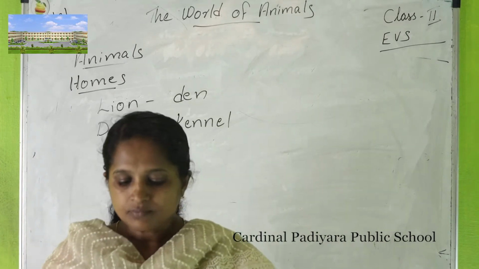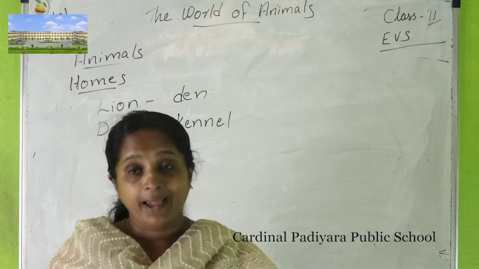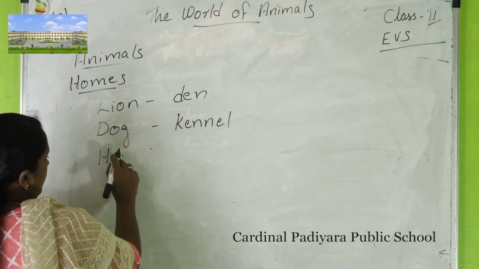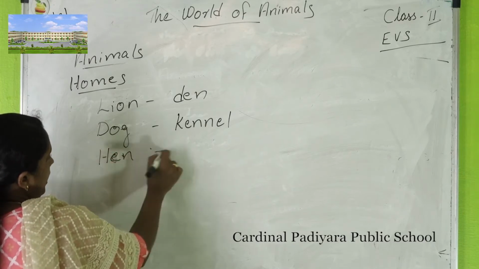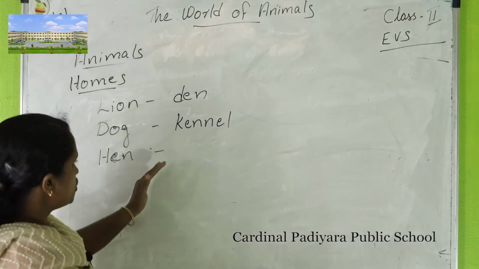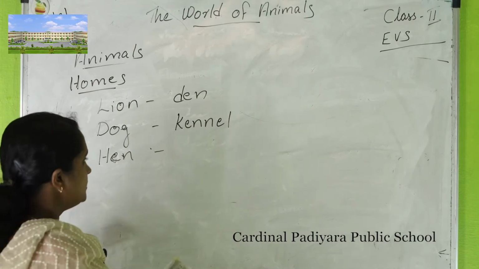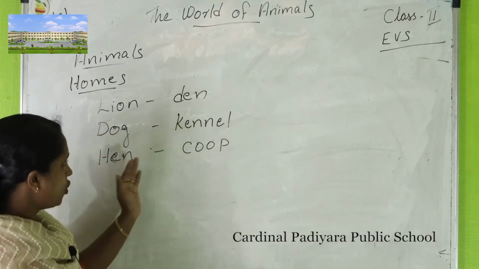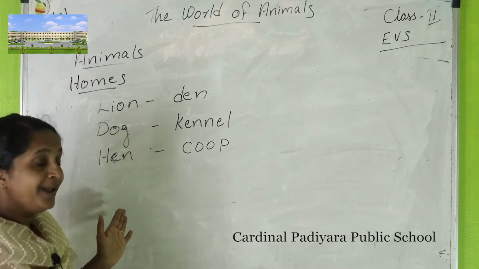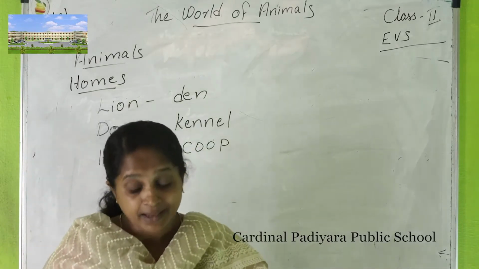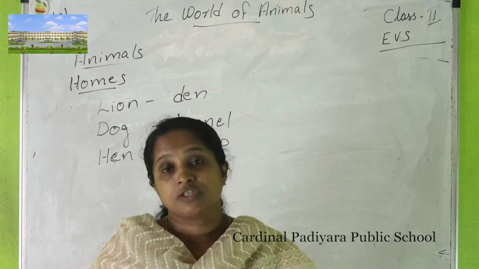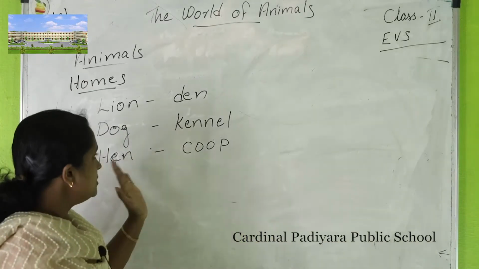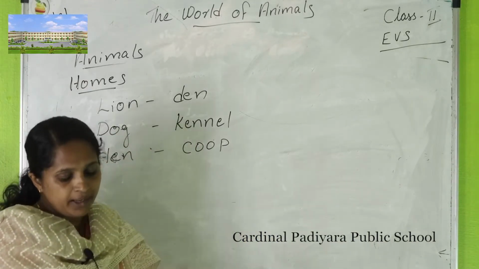Next, hen. Hen's shelter is known as a coop. Hen is a domestic animal, so its shelter is provided by man.